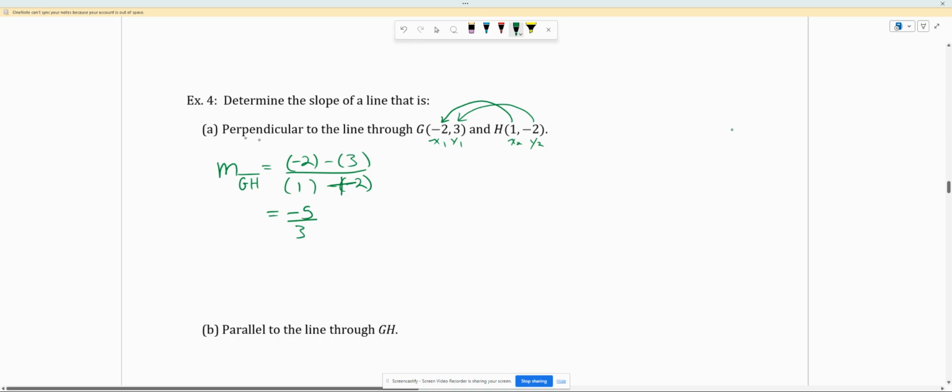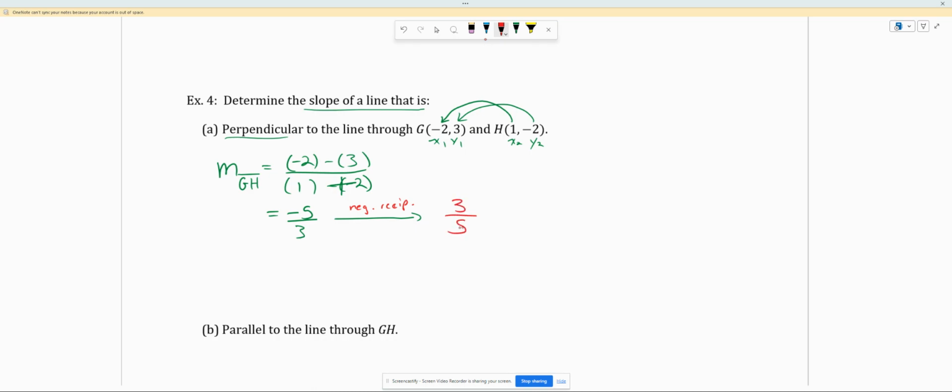So there's the slope. So now I need to determine the slope of a line that is perpendicular to that. So a line that would be perpendicular is just taking the negative reciprocal. So let's just do that. Let's take the negative recip. Okay, so a negative of a negative is positive, and we're going to flip it to 3/5. So that would be the symbol for perpendicular. You can write the word perpendicular either way.